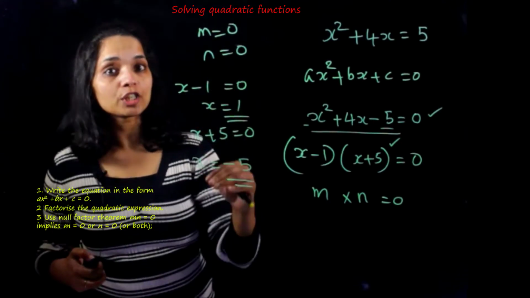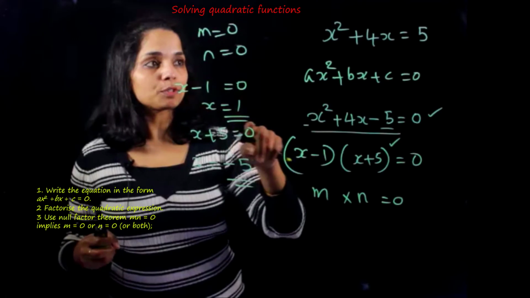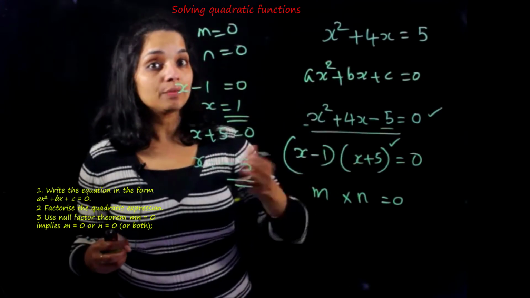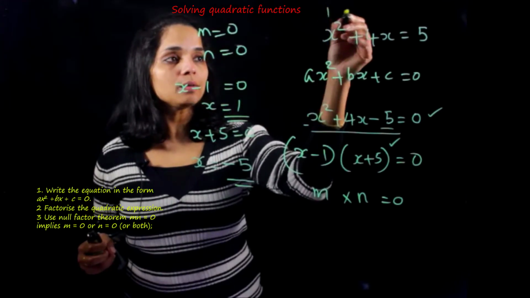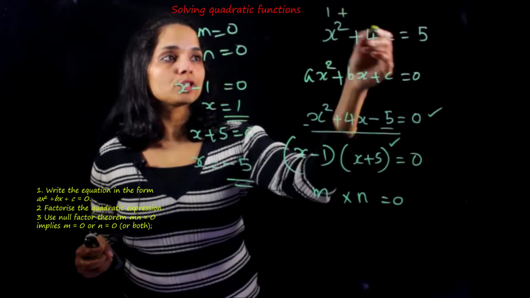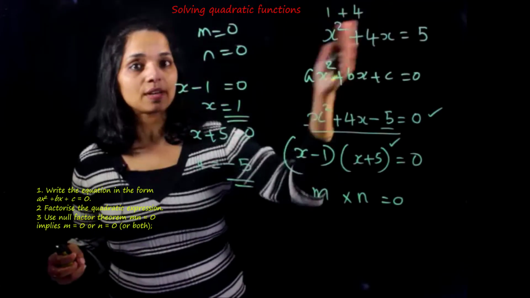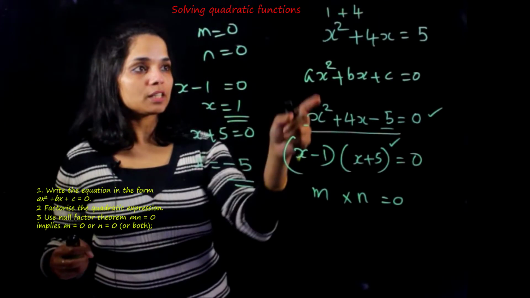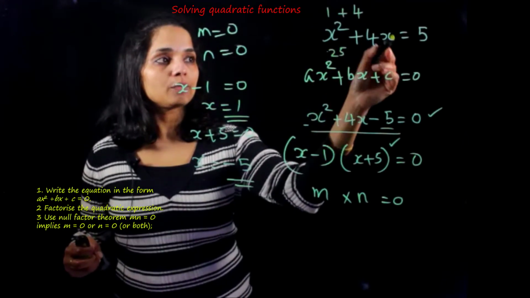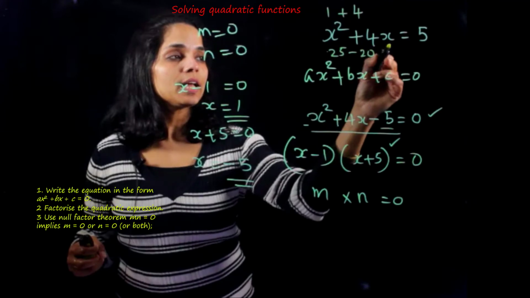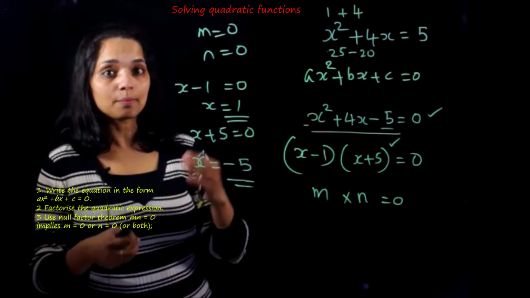Now we've got two solutions. That's what we expect for a quadratic equation. We can substitute these in to see if this makes sense. For example, if you substitute 1, 1 squared is 1 plus 4 times 1 is 4, and this is equal to 5. So the left and right are the same. And if you substitute minus 5, minus 5 squared is 25, and 4 times minus 5 is minus 20, and that is exactly 5. So these solutions make sense.